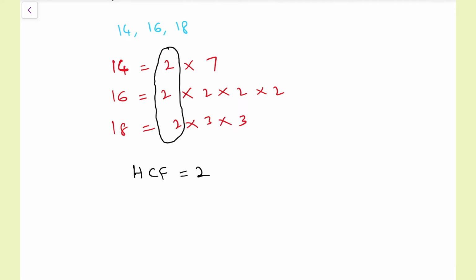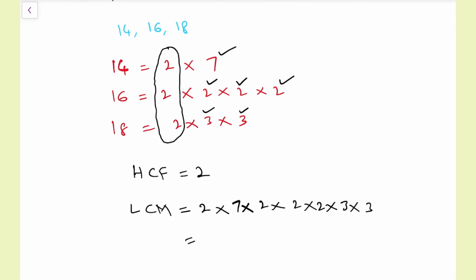Then coming to the LCM part. First write the number which is common, into whatever numbers are extra; write all those extra numbers. Here 7 is extra, so write that. Into, here 2 is extra, write that. Into, again 2 is extra, write that. Into, again 2 is extra, write that. Into, here 3 is extra, 3 is extra. So 3 into 3.